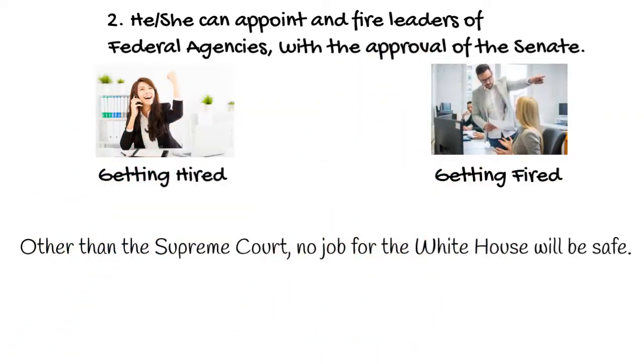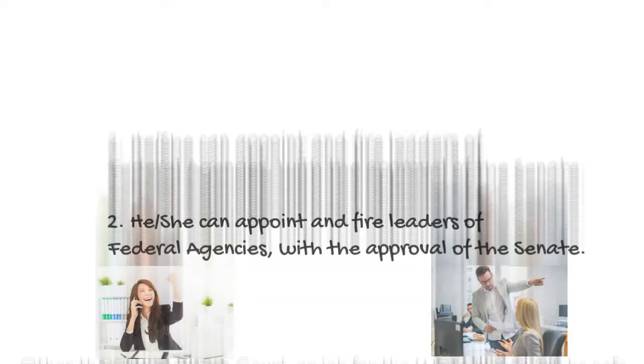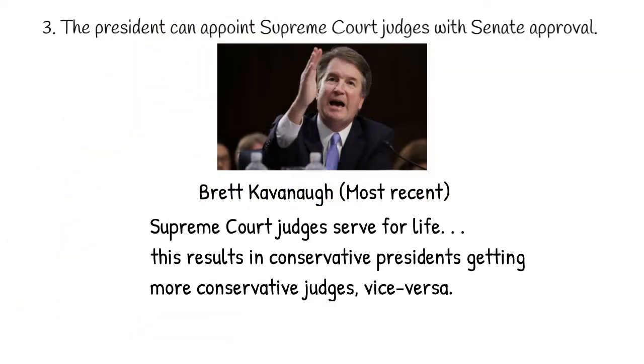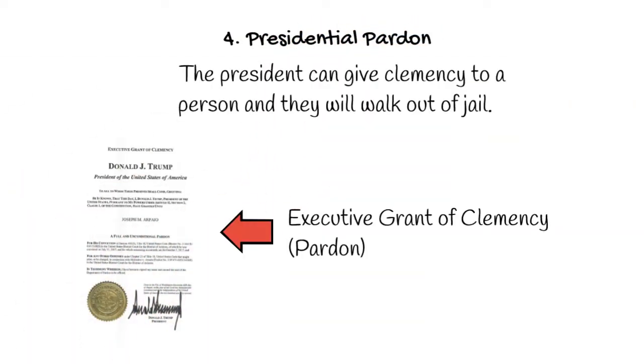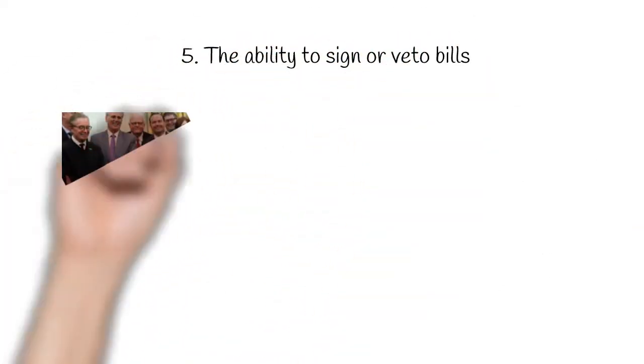For example, President Trump fired Anthony Scaramucci, the former White House communications director. 3. The president can appoint Supreme Court judges with the approval of the Senate. 4. POTUS can also pardon, or pass without punishment, for a crime unless it's an impeachment case. 5. Congress can show the president a bill and he or she can either sign it or veto it.